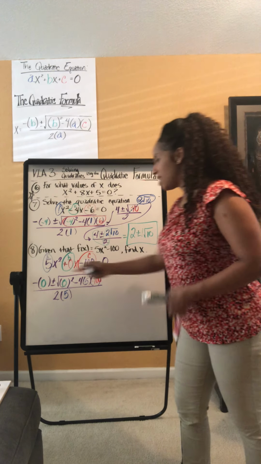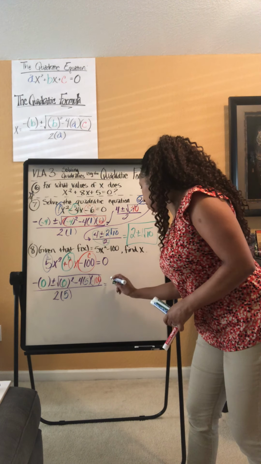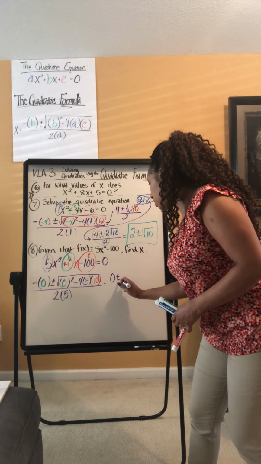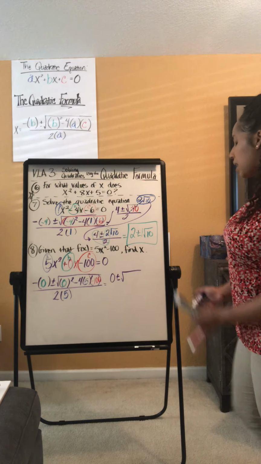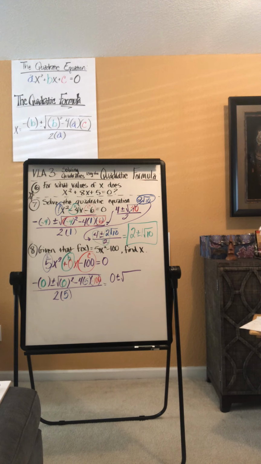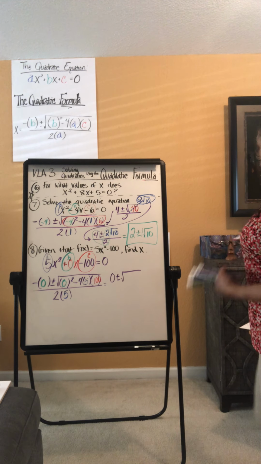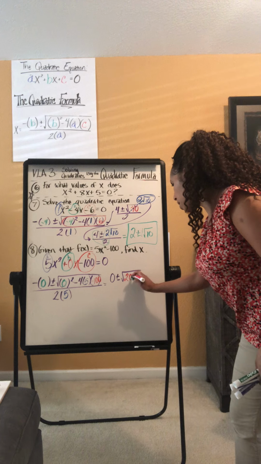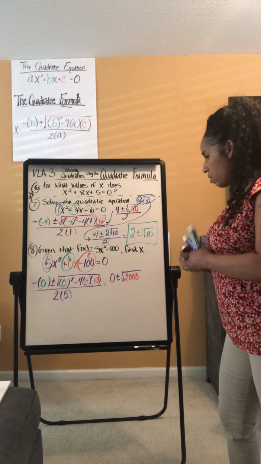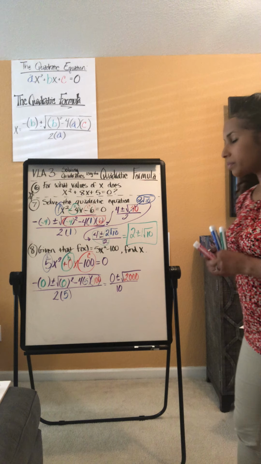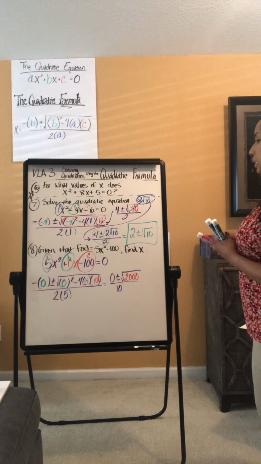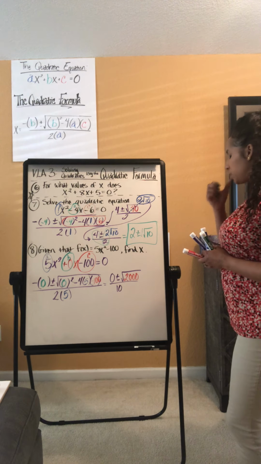Okay, negative 0, that's just going to be 0, right? Negative 0, positive 0, it's all 0. 0 squared minus 4 times 5 times negative 100. You put that in the calculator, it'll give you 2,000. And it's all over 2 times 5, which is the number 10. So 0 plus or minus the square root of 2,000.